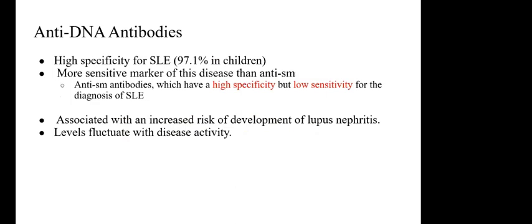Another biomarker, anti-double strand antibody, has high specificity for SLE, 97%. It is a more sensitive marker for this disease than anti-Sm. Anti-Sm is a type of ENA antibody, which is specific for SLE but has a low sensitivity. Anti-double strand antibody is associated with increased risk for development of lupus nephritis, and it can be used as a disease activity measurement as its level fluctuates with disease activity.